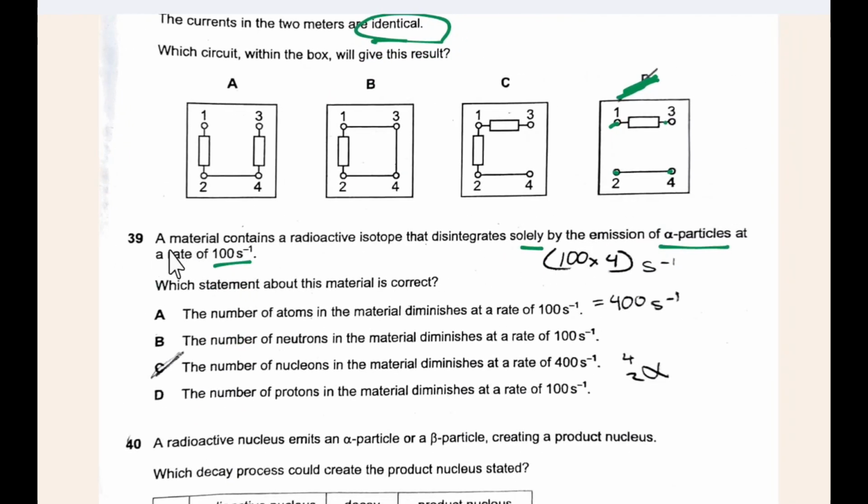Then in question number 39, a material contains a radioactive isotope that disintegrates solely by the emission of alpha particles at a rate of 100 per second. Which statement about the material is correct? The number of atoms in this material diminishes at 100 per second. So alpha particles are 100 per second, but these are not atoms, these are alpha particles.